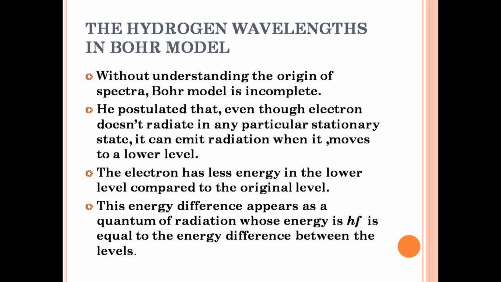We previously know the emission and absorption spectra of atomic hydrogen. But without understanding the origin of these spectra, the Bohr model is incomplete. Bohr postulated that even though the electron doesn't radiate in any particular stationary state, it can emit radiation when it moves from a higher level to a lower level.